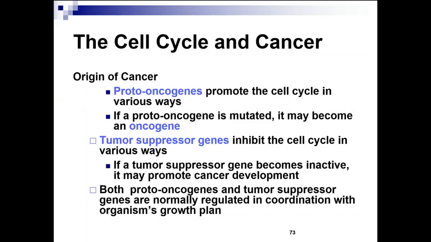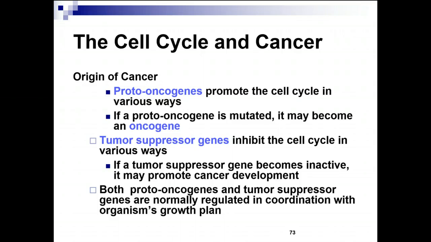Proto-oncogenes promote the cell cycle in various ways. If a proto-oncogene is mutated, it may become what we call an oncogene, and oncogenes cause cancer. Tumor suppressor genes are supposed to inhibit the cell cycle. If a tumor suppressor gene becomes inactive, it may promote cancer development. Normal cell division is a constant interplay between the products of the proto-oncogene telling the cell to divide and tumor suppressor genes telling the cell to stop dividing. Mutations in either one of these groups of genes can cause a cancer to develop.